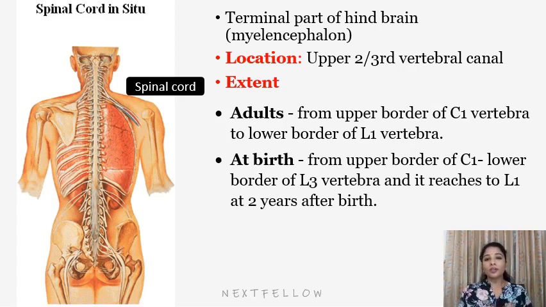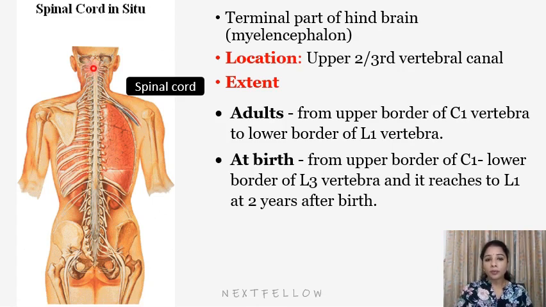So spinal cord, we know it is the terminal part of the hindbrain. It is the continuation of medulla oblongata. It is the terminal part of the hindbrain, which is nothing but the myelencephalon. And it is located in the upper two-thirds of the vertebral column. So it is below the level of foramen magnum.